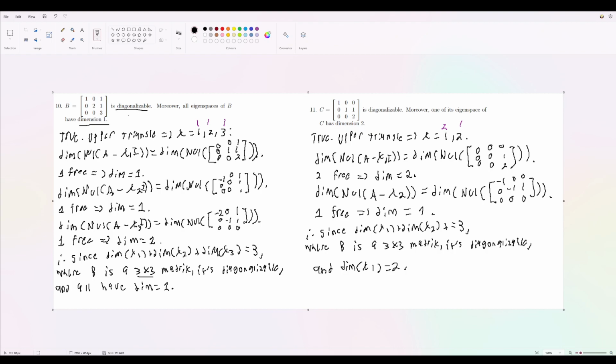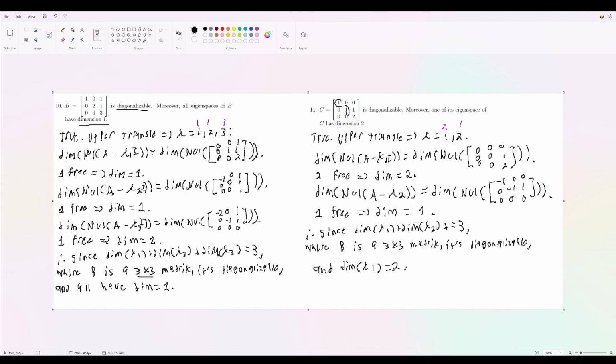11 is pretty much the exact same as 10. C is diagonalizable. Moreover, one of its eigenspaces has dimension 2. This is true once again. You can see that we have the upper triangle. It goes to lambda equals 1, 2. We have multiplicity 2 for our 1.